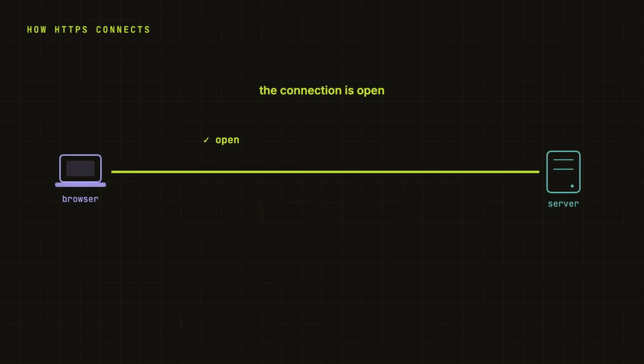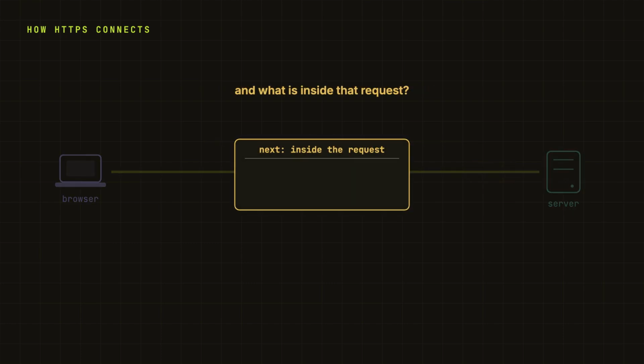And now the connection is open, it is trusted, and it is private, which means we can finally send the thing we came here to send, the actual HTTP request. And what is inside that request, the GET, the headers, what the server sends back, that is its own little world, and it is where you are headed next.